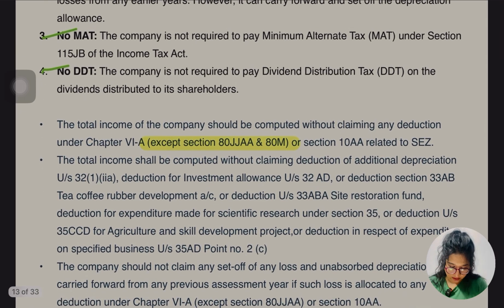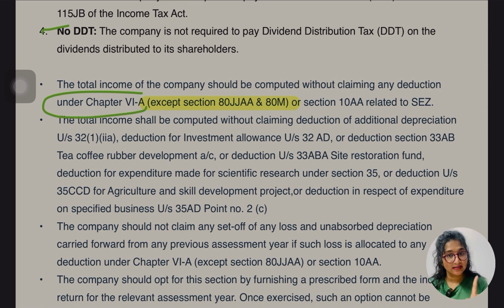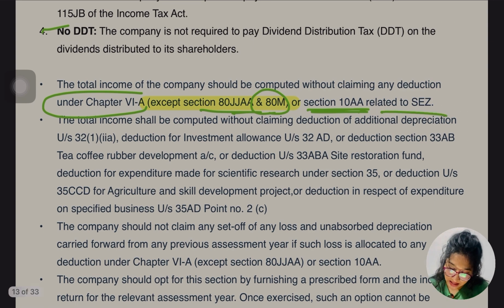on the dividend distributed to its shareholders. Apart from this, the total income of the company should be computed without claiming any deduction under Chapter 6A. We know this, except that the 80JJAA deduction would be allowed and the 80M deduction would be allowed, as well as section 10AA related to cess. This would also be allowed. So can I write the 80JJAA section, the 80M section and 10AA, which is related to cess.